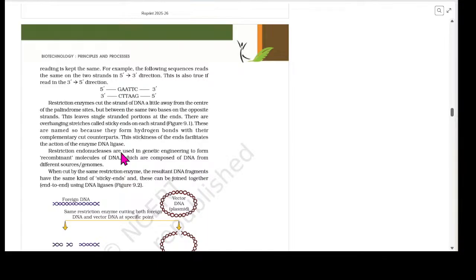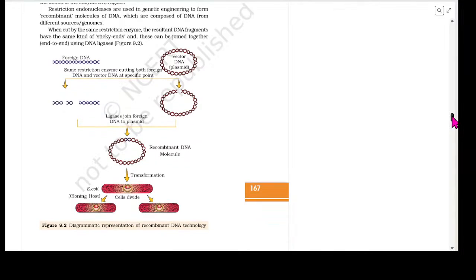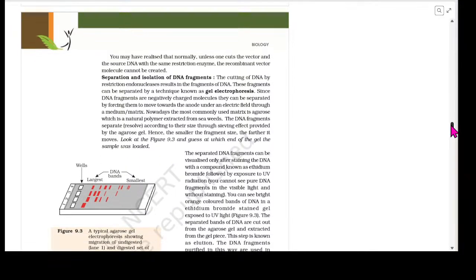Restriction endonucleases are used in genetic engineering to form recombinant molecules of DNA, which are composed of DNA from different sources or genomes. When cut by the same restriction enzyme, the resultant DNA fragments have the same kind of sticky ends, and these can be joined together end-to-end using the DNA ligase. The illustration which is given to you in figure 9.2 is very important and you need to practice it many times.